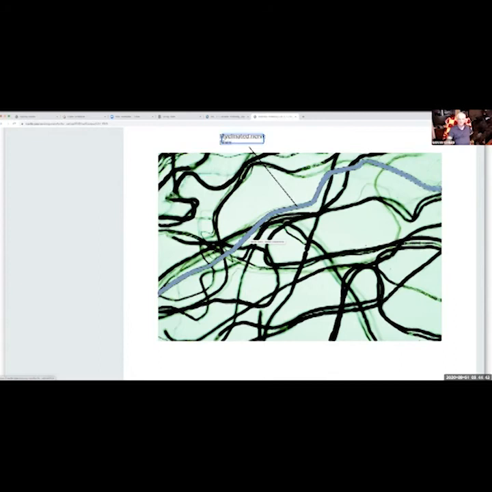Okay. Now some of those, look right here, to the right of the arrow, you can see where there's a little gap. That gap is called nodes of Ranvier. That's where the myelin sheath is not continuous. So the nerve impulse has to jump across that. Okay, those are nodes of Ranvier.